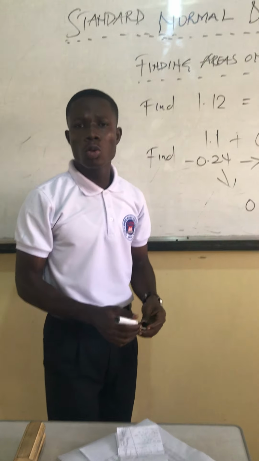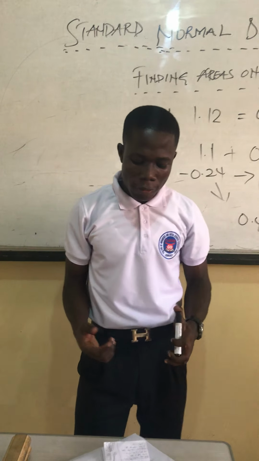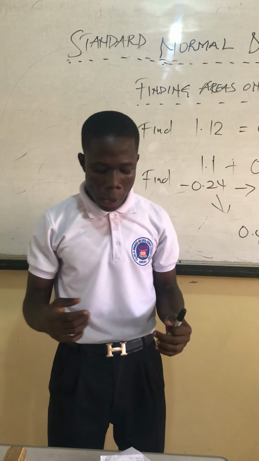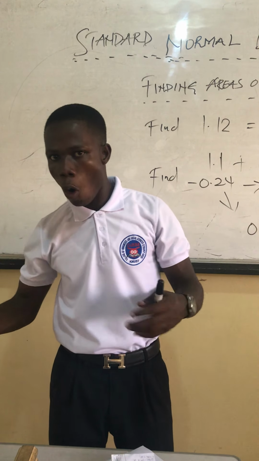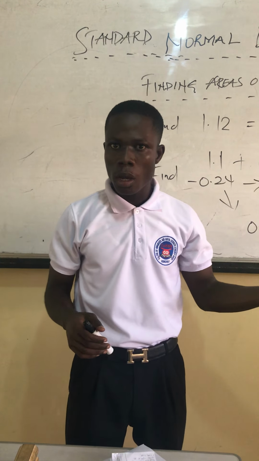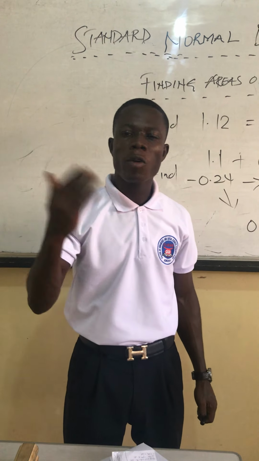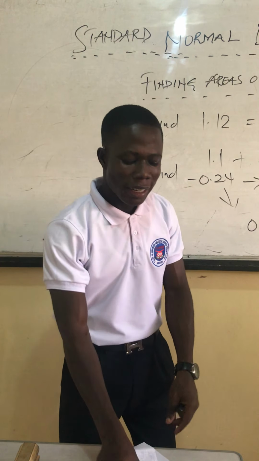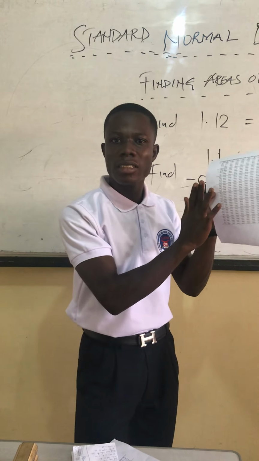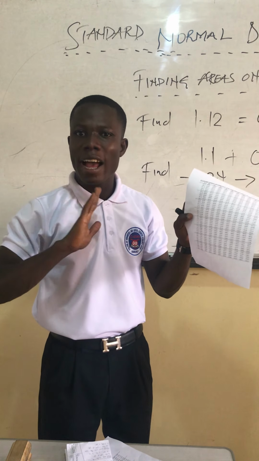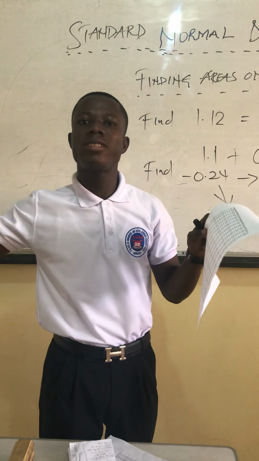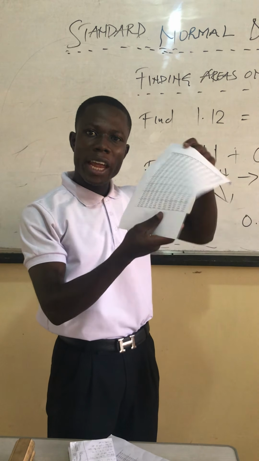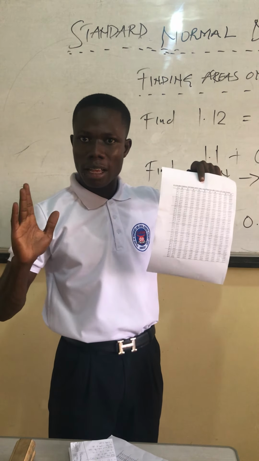And on the tables too, you can be asked to find a z-score, or you can be asked to find an area on the left of z or on the right of z. Whenever you are asked to find an area on the left of z, it means the answer you get on this table is your final answer.